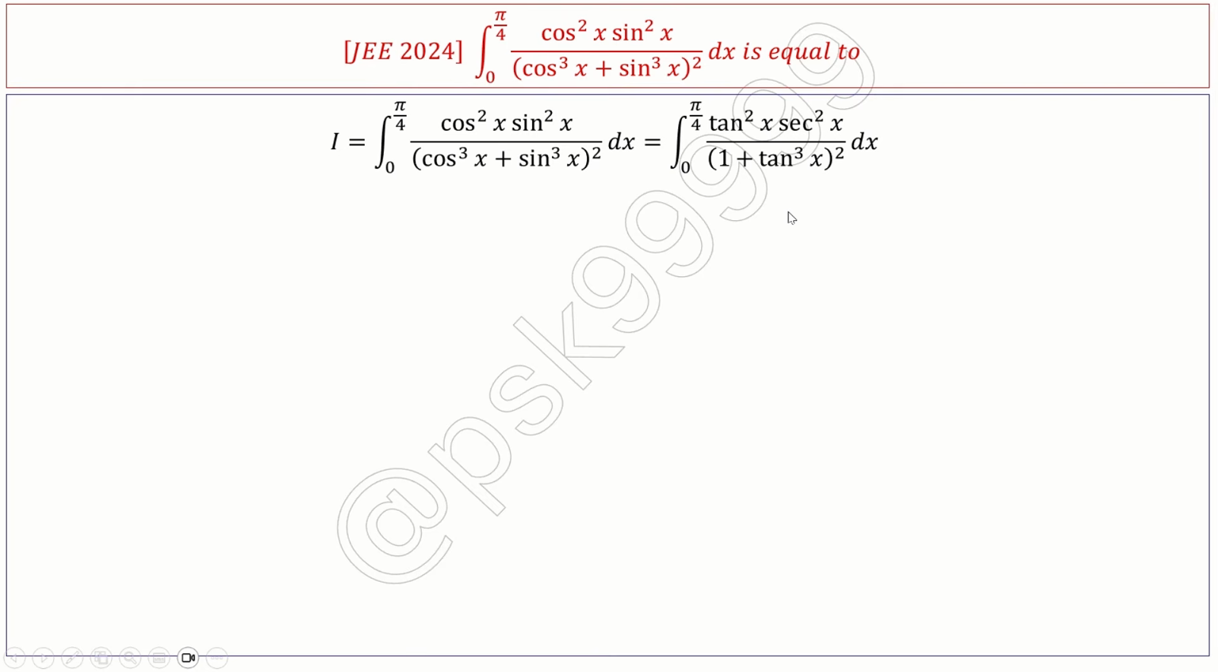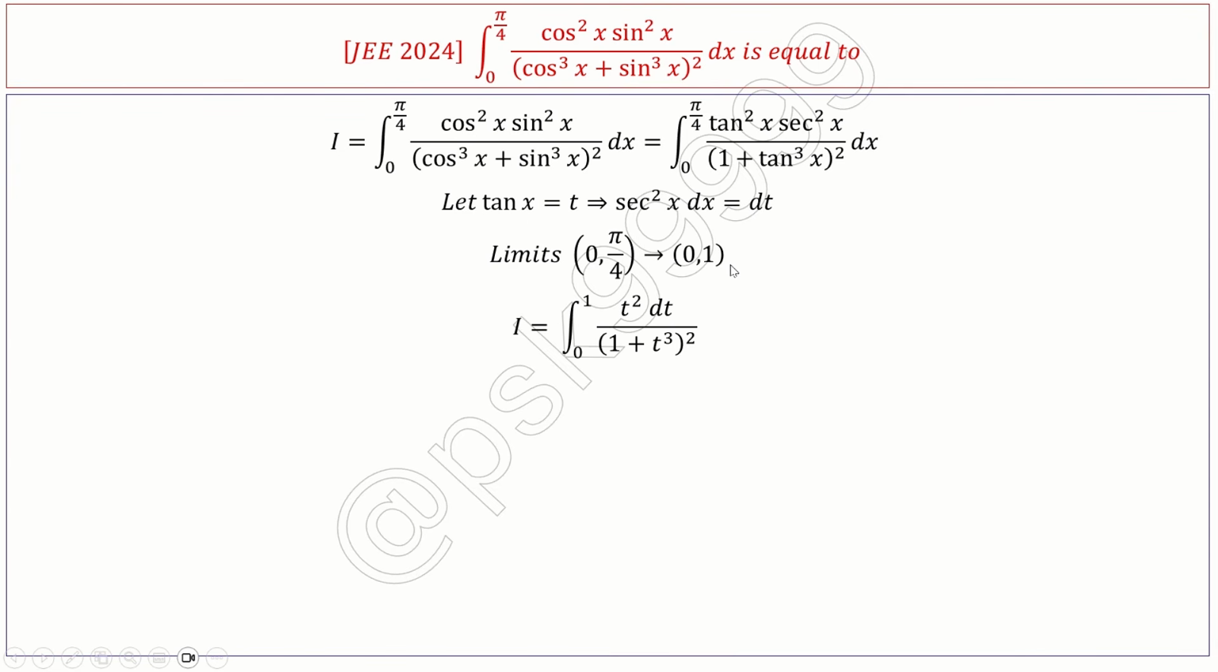Now this is a very simple integration, correct? So how can we do it? You take tan x as t, then secant²x dx is dt. So this part is gone, and you change the limits. From 0 to pi by 4, if I substitute 0 here, tan 0 is 0, tan pi by 4 is 1, so it becomes 0 to 1. So now my new definite integration is nothing but 0 to 1 of t square dt by (1 plus t cube) whole square. Now this is a pretty simple one, right?